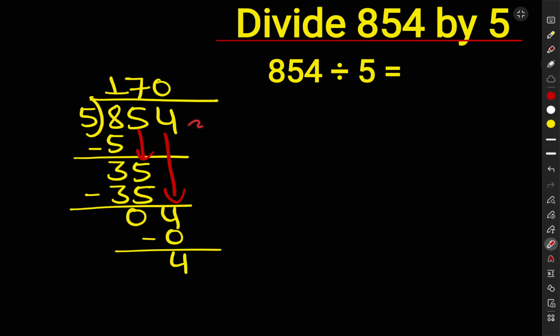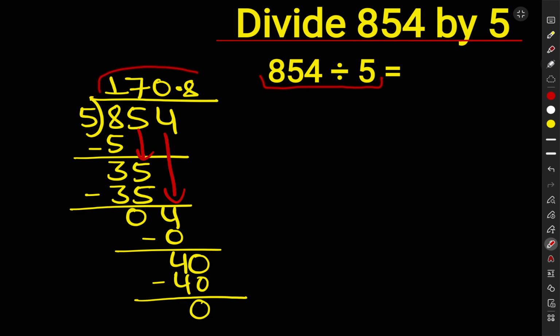So now we have no other number to put down. So we put a decimal here, so that we can put 0. So it is 40 and 5 times 8 is 40. On subtracting we get 0. So 854 divided by 5 is 170.8.